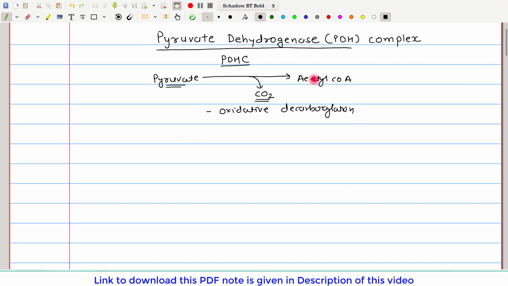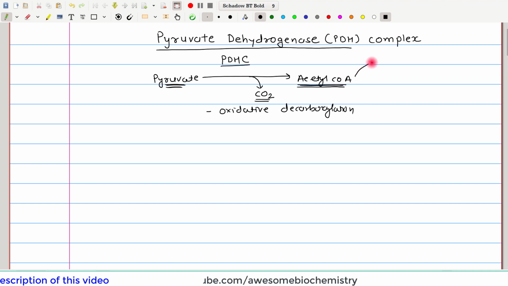The second thing about this reaction is that once acetyl coenzyme A is formed, it cannot go back to pyruvate synthesis. There is no enzyme which can convert acetyl coenzyme A to pyruvate. So, this is absolutely a one-way pathway. Now, once acetyl coenzyme A is formed, it can have several different fates. It can go for fatty acid synthesis, cholesterol synthesis, ketone body synthesis, or it can go to the TCA cycle.